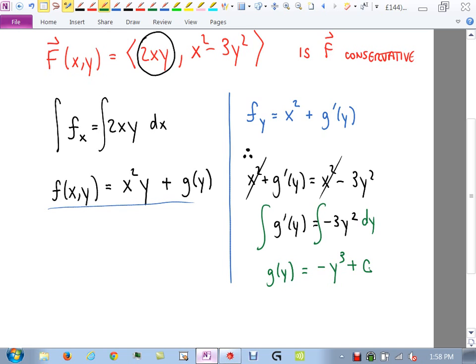So now what I do is I come back to this part, and I rewrite it. F of xy equals x squared y plus g of y, which we just said is what? Minus y cubed plus a constant. And what was my function? It was x squared y minus y cubed and nothing else. But this actually gives me the entire family of functions it could come from. So is this a conservative vector field? Yes.